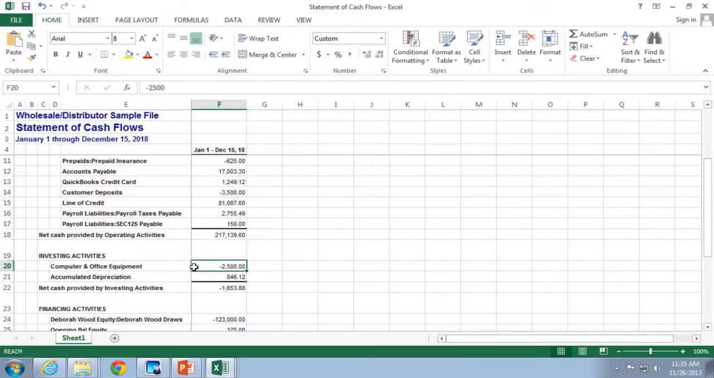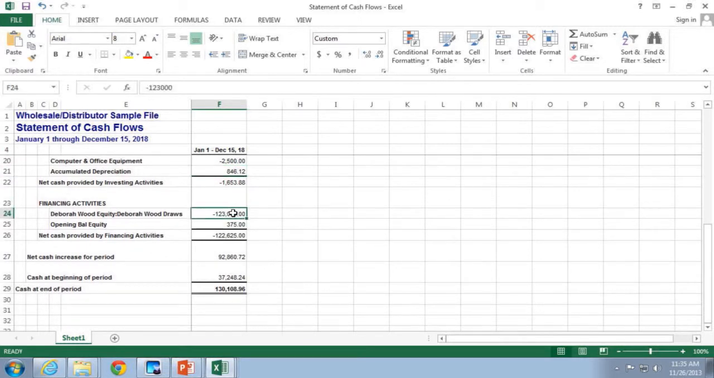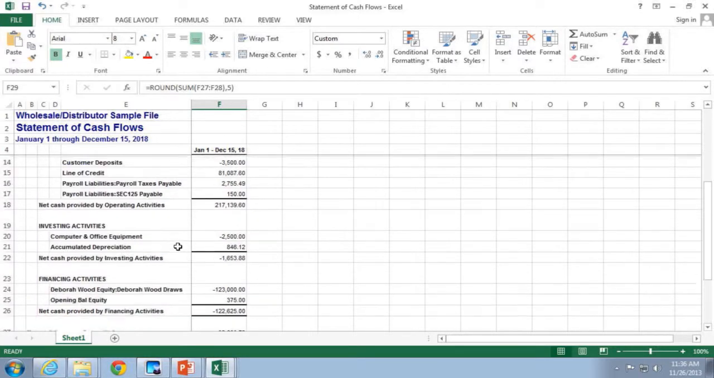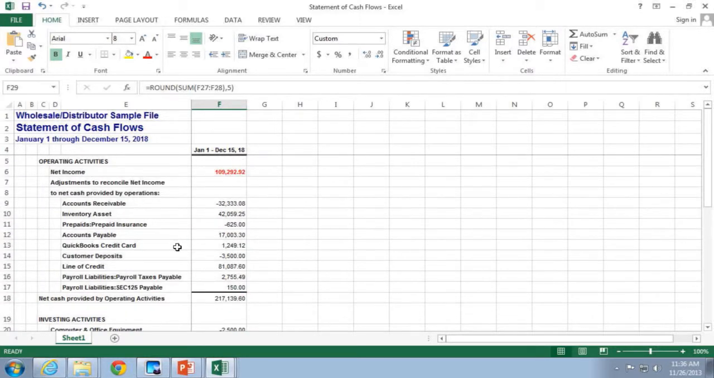Investing activities. So you had a change. You spent $2,500 in office equipment. You got credit for your accumulated depreciation. You also have money that the owner took out. You have that $123,000 that the owner took out in that period. And then you also have something that shouldn't be in here, which is the open balance equity account. Typically, you wouldn't see that under financing activities; you'd probably just see more of the distribution. That's just something that happened in the QuickBooks file that I pulled this from. But you can see the cash at the beginning of the period, and the cash at the end of the period. So this all tells you where that money came and went within that particular reporting period. Again, in this case, it was one whole year.